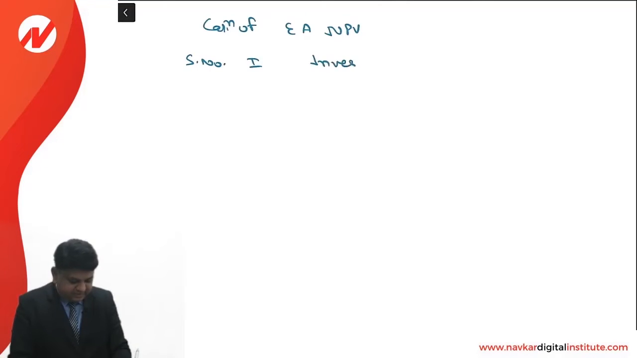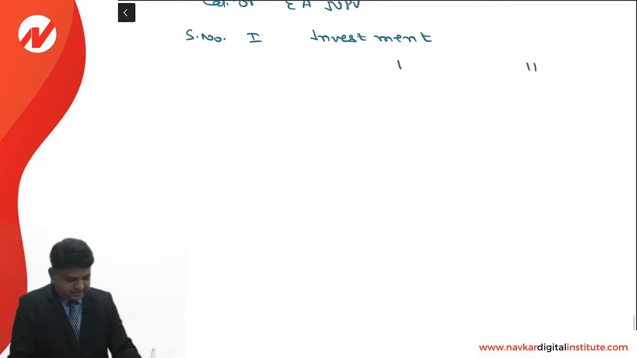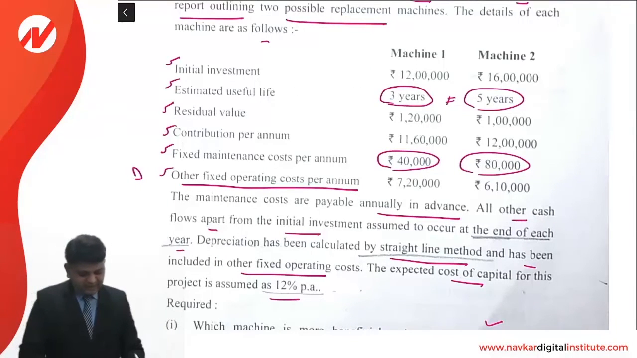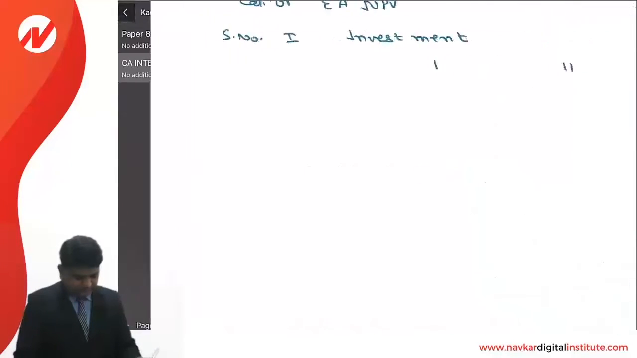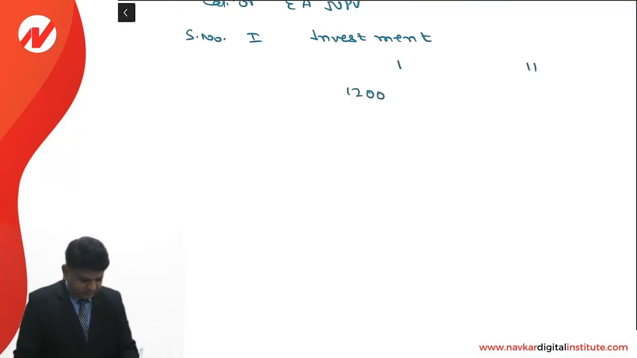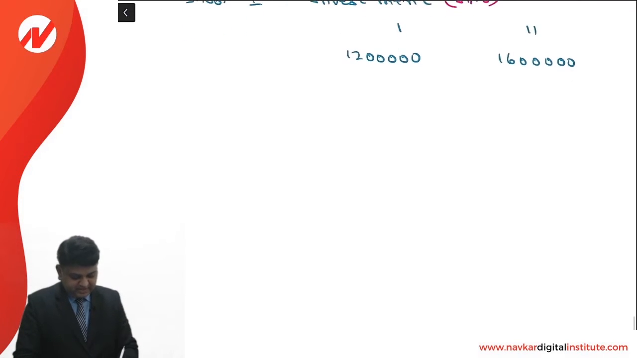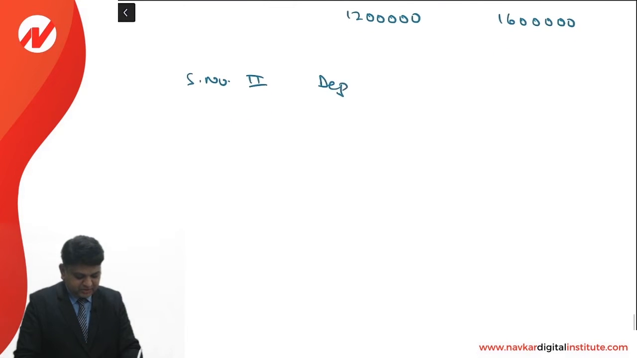Step number 1 is investment. For machinery 1 and machinery 2, we can see that the amount of the investment to be made is 12 lakhs and 16 lakhs. This is 12 lakhs, this is 16 lakhs, and this investment is required to be made in year 0. Step number 2, in that we'll compute depreciation.